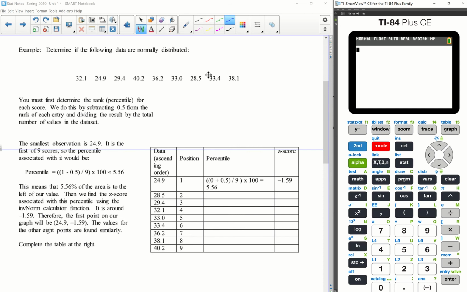But assuming that it passes that visual step, where the two tails of my box plot are roughly equivalent in length, they don't have to be perfectly equivalent, then I'd have to start the process of proving normality, right? And you'd end up using a process like this. So what we're going to do is find z-scores for each one of these values, all right?